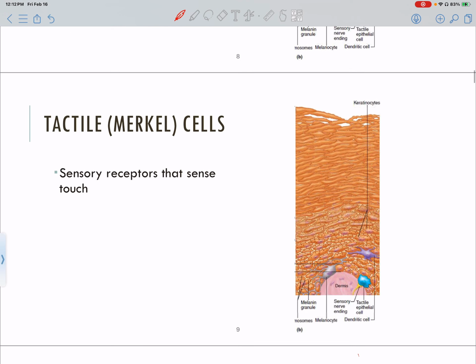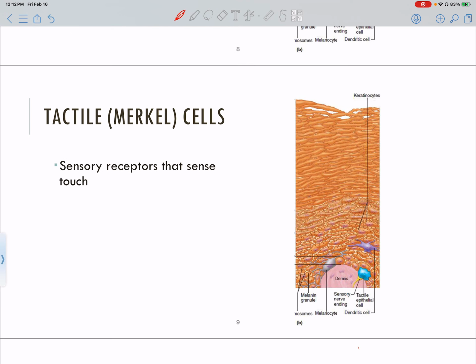The fourth type of cell that you could find in the epidermis that you need to be responsible for are the tactile and Merkel cells. If you remember what a tactile or Merkel corpuscle does, they're both involved in sense. So these are sensory receptors for touch. Specifically, we also have sensory receptors for vibrations or various different things. But tactile and Merkel cells are specifically for touch.